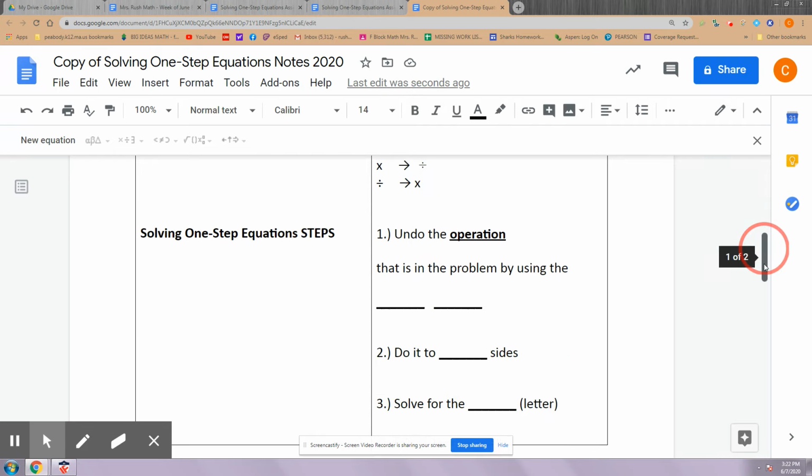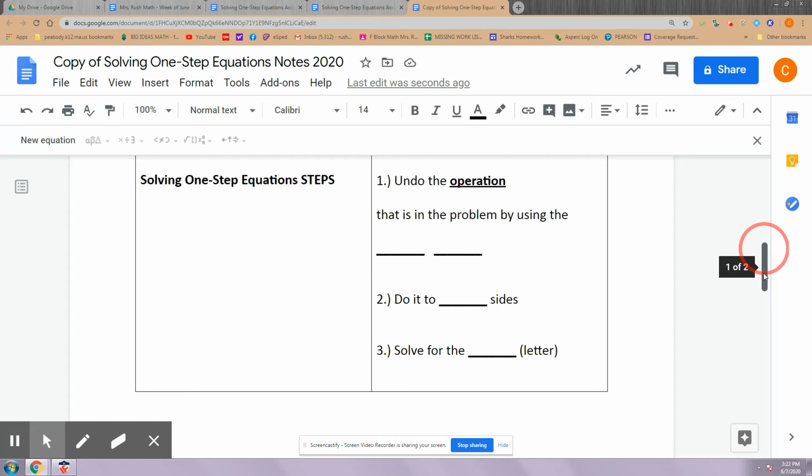So here are the steps to solving one-step equations. Step number one, we're going to undo the operation. That's either a plus, minus, times, or divide. We're going to undo that operation that's in the problem by using the inverse operation. So we're going to undo the operation that you see in the problem by using the inverse operation. Remember, the inverse just means the opposite, okay?